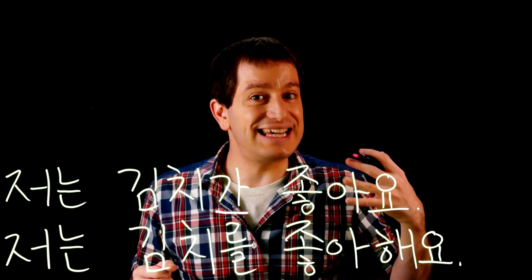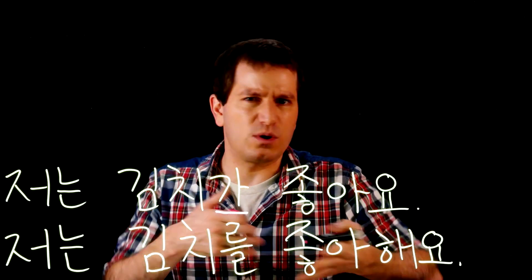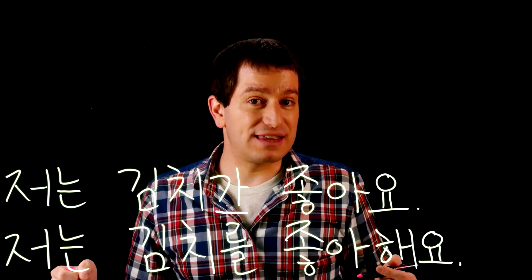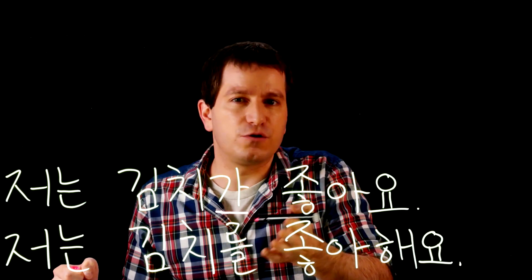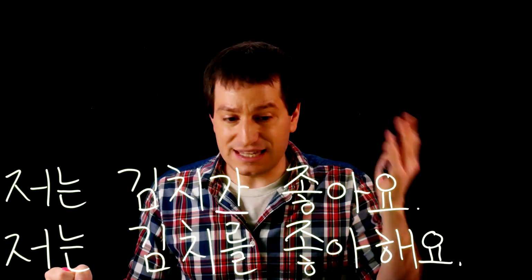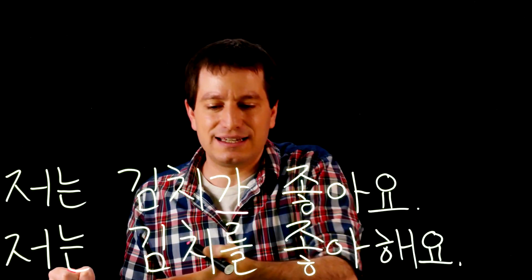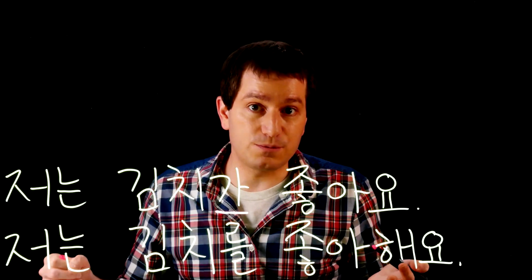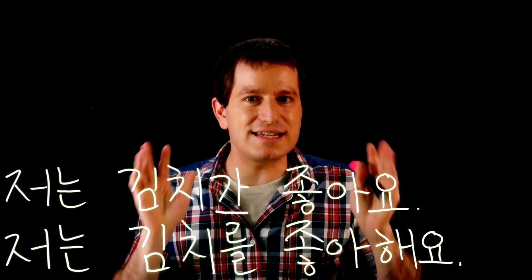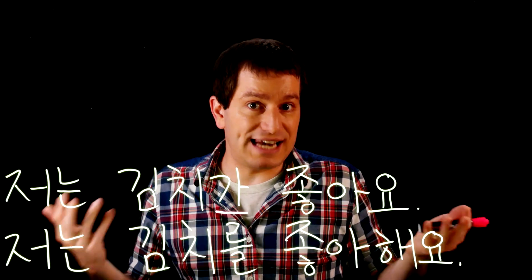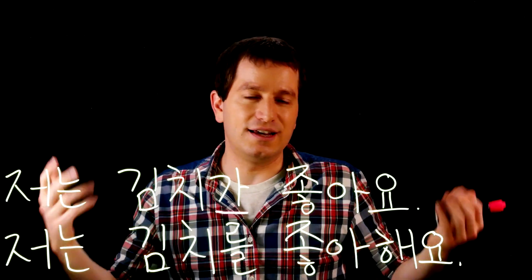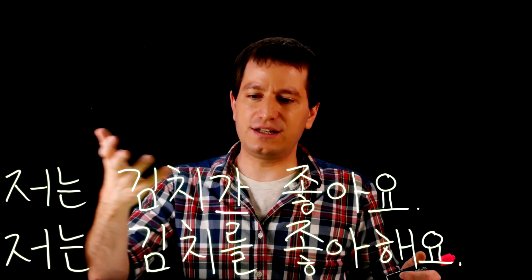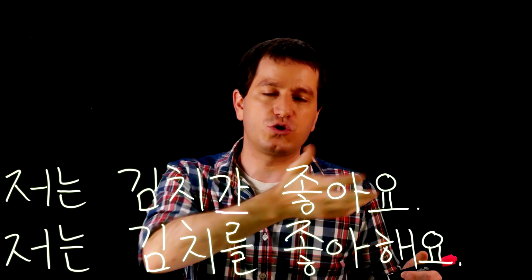And when you're using the action verb, to like, or any action verb, you would mark whatever you're affecting with the object marker. So in this case, I like kimchi, so you're marking it with the object marker. And these two sentences have the same meaning and are both natural. You can say either one. If you want to say you like kimchi, you can say 저는 김치가 좋아요 or 저는 김치를 좋아해요.